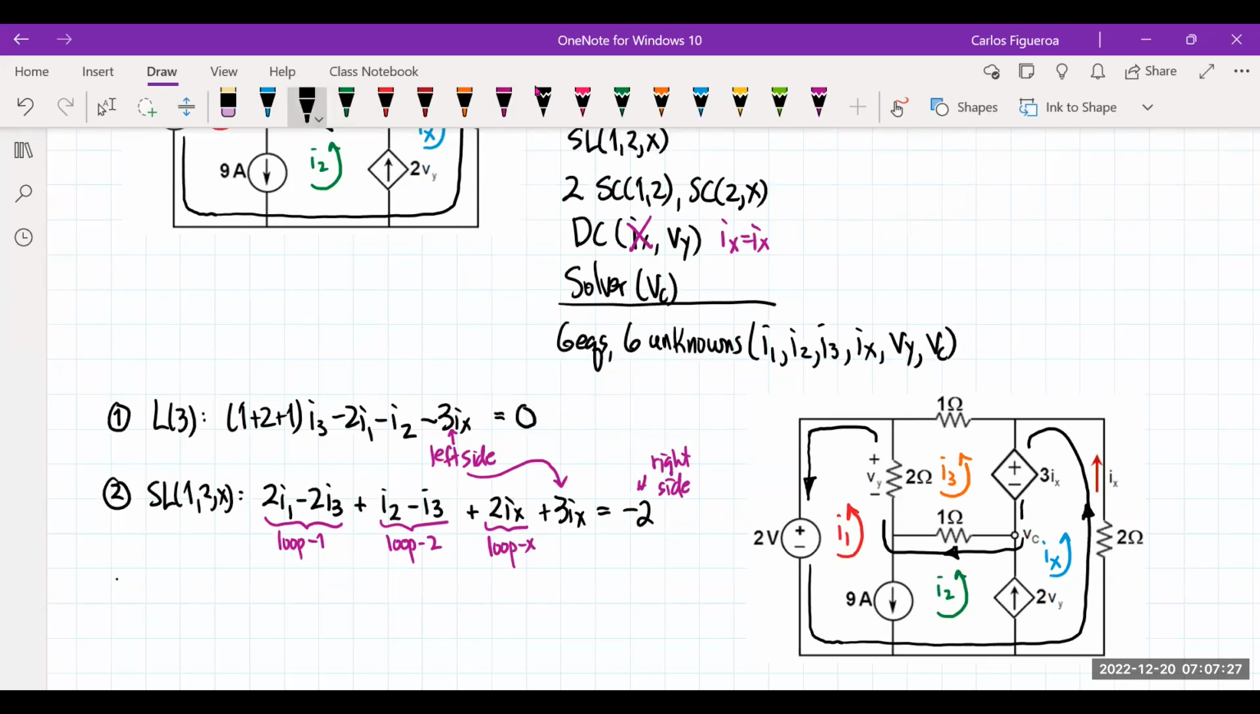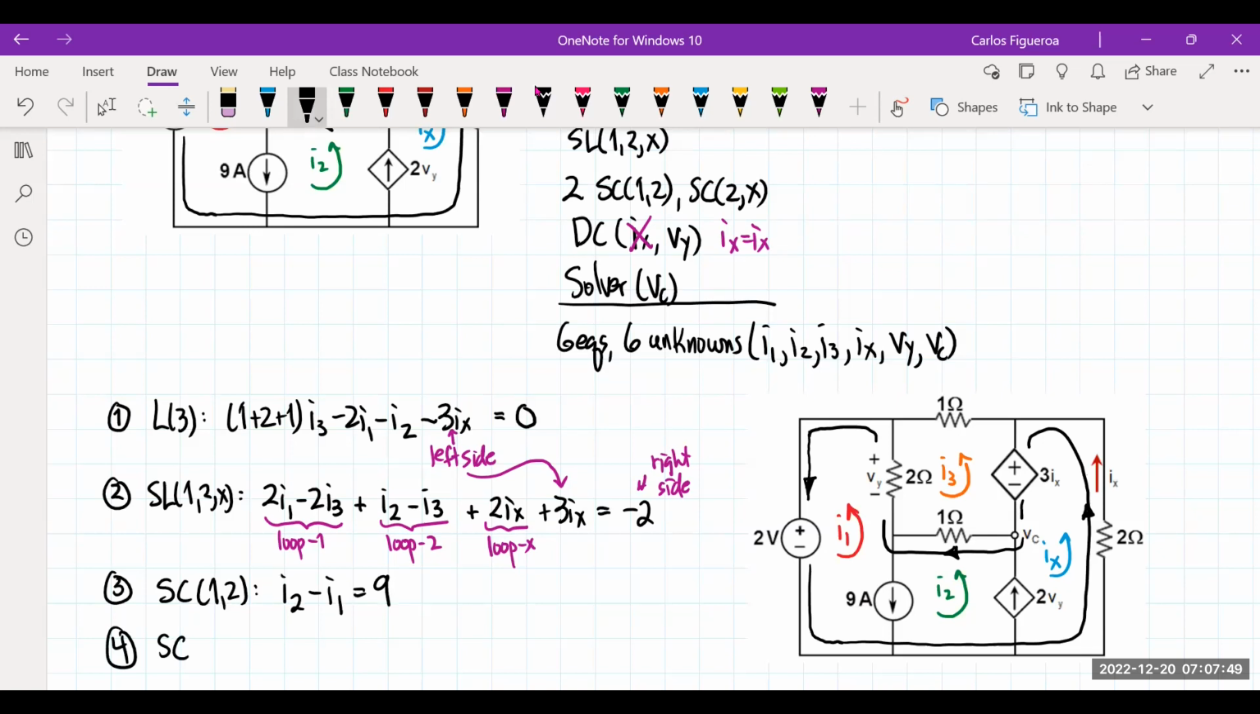Now let's go to the supercondition. There's two of them, right? The first supercondition is between 1 and 2. And if you look at that, there's the 9 volts. So note that I2 is in the same direction as the 9 volts. So this should be I2 minus I1 equals 9.